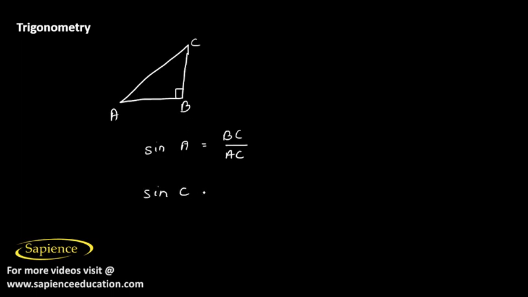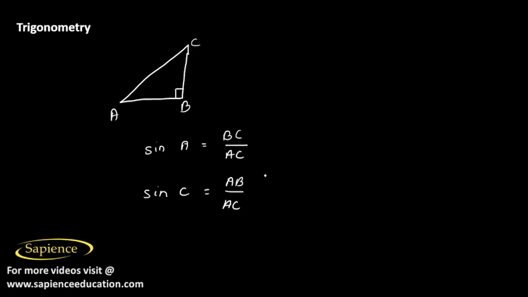So in this triangle, A, B, C, B is a right angle. So sine of A will be equal to BC by AC. BC is the side opposite to A. But sine of C will be equal to side opposite to C. So that will be AB by AC. So the ratio should be taken according to the angle which we are considering.